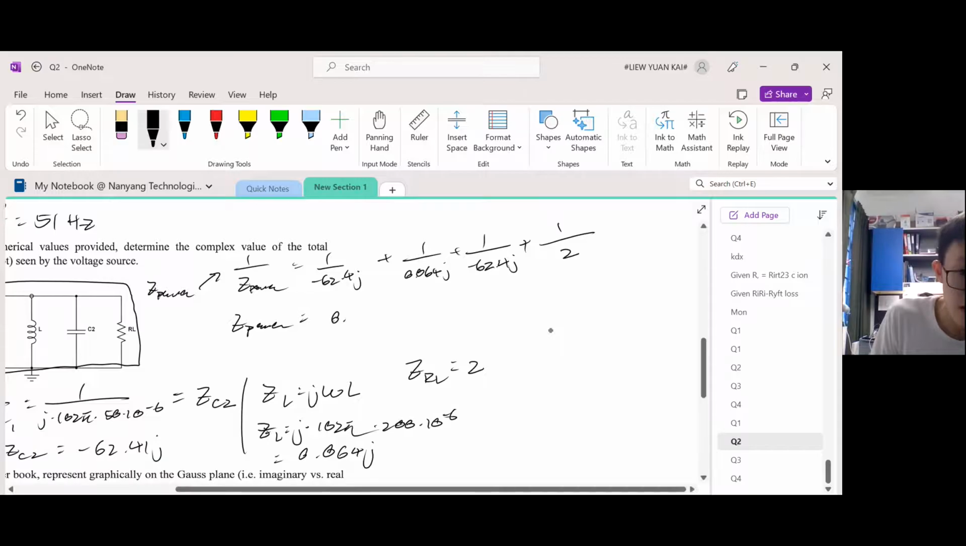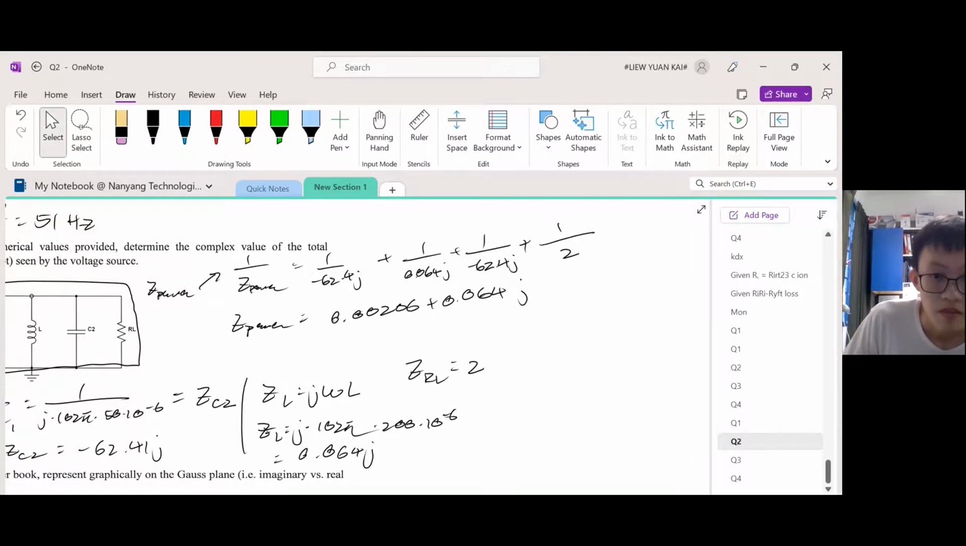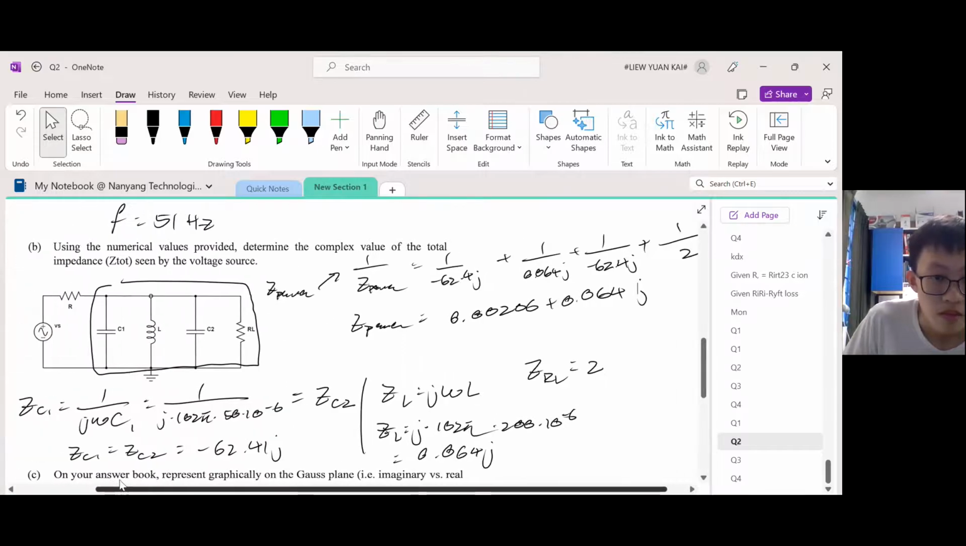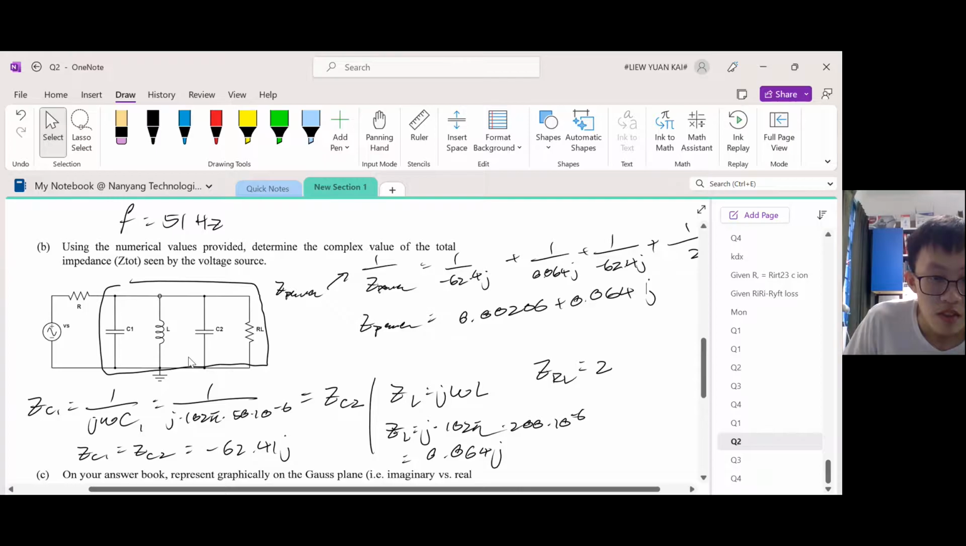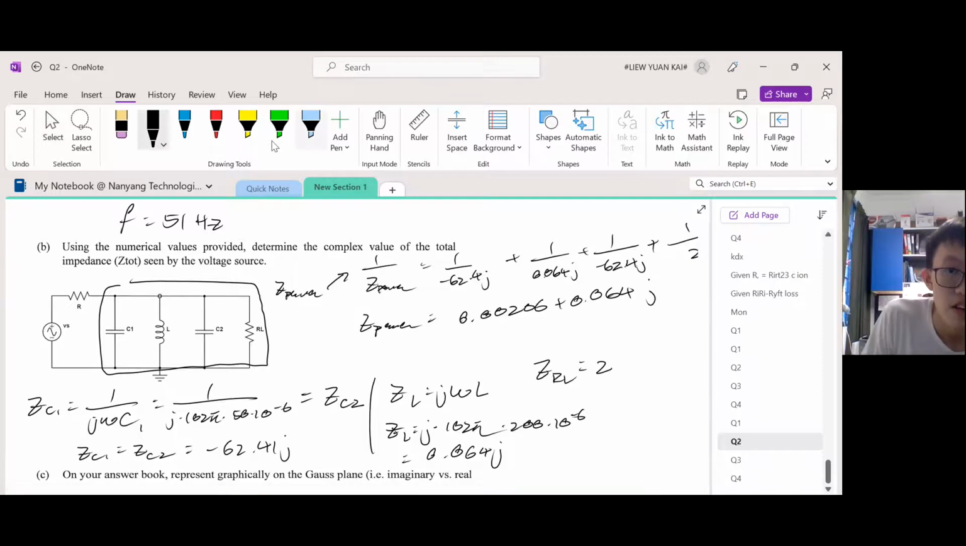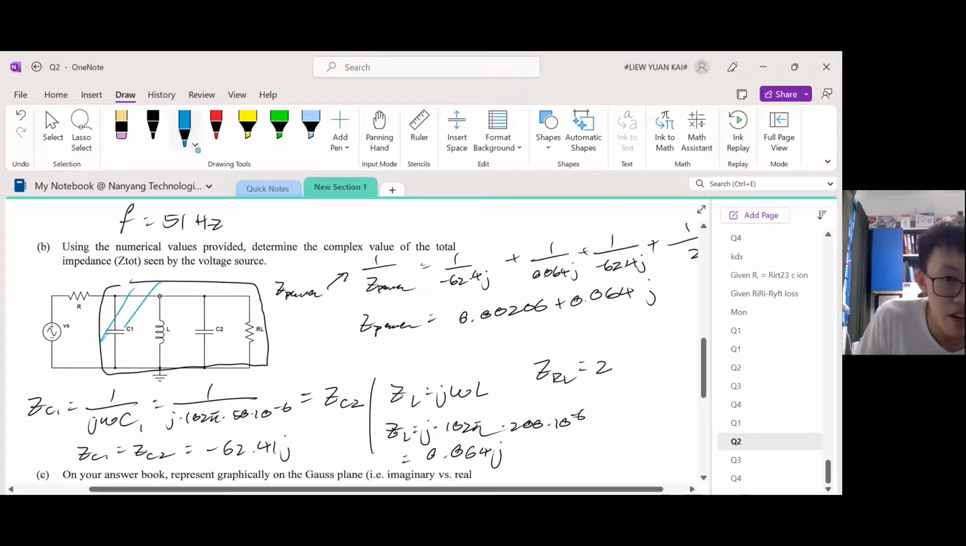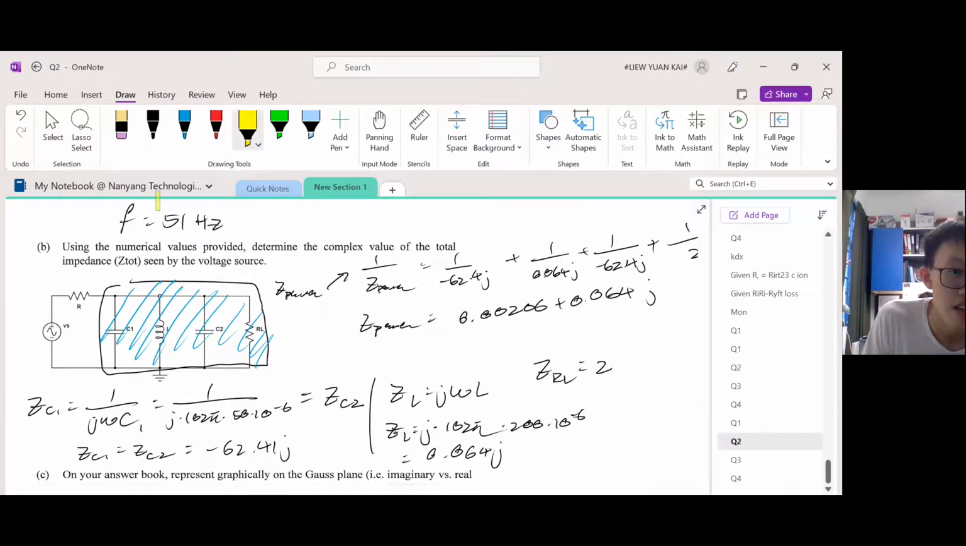Okay, so Z para is this, 0.0206 plus something like that. Okay, but we're not done yet. So we found the impedance, which is Z para of this. So to find the total impedance, we had to take R plus Z para, right? Because R and Z para are in series.